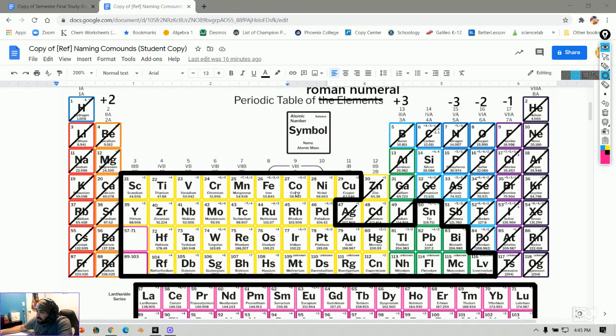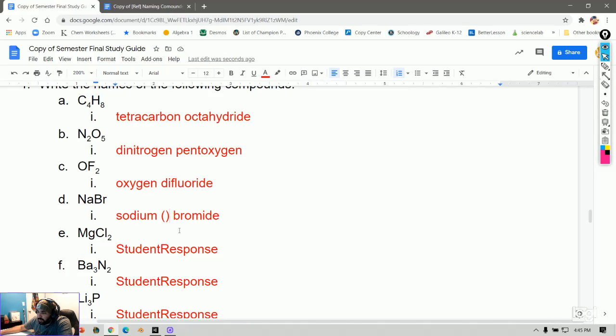Sodium is right here. Sodium does not require a Roman numeral because it's not inside of this little box here, right? So it does not require a Roman numeral. So we're just going to go ahead and write sodium bromide. We're done. That's the correct answer.